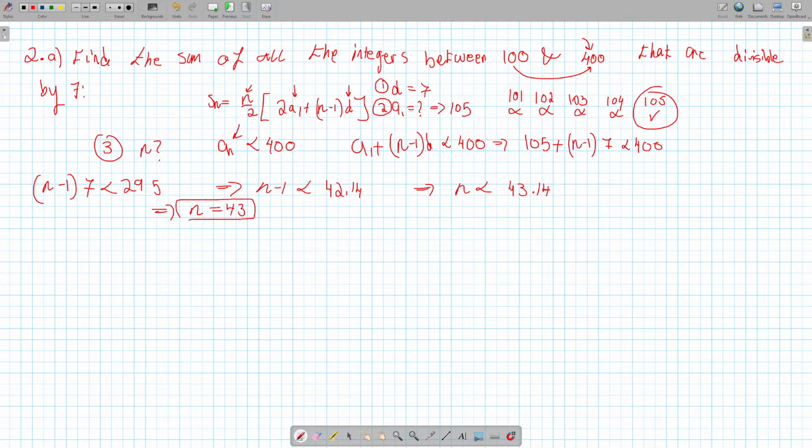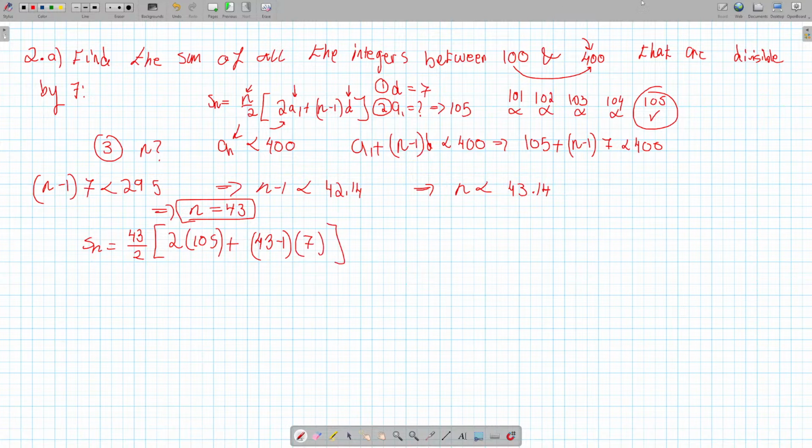So we now know our n value, we know our a1 value, we know our d value. Can we find the sum? Of course we can. So the sum is going to be n over 2, so 43 over 2, times 2a1, so 2 times a1, which is 105, plus n minus 1 times d, so 43 minus 1, times d, which is 7.